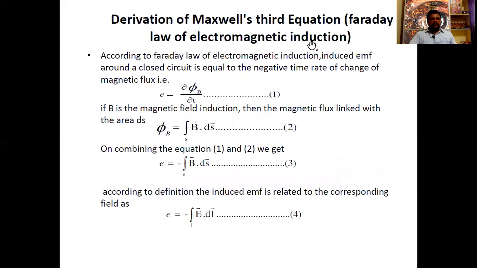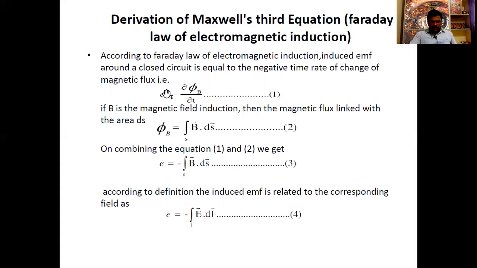Now let us derive the third electromagnetic equation. According to Faraday's law of electromagnetic induction, the induced EMF around a closed circuit is equal to the negative time rate of change of magnetic flux. That is, E is equal to minus dφB by dt, where B is the magnetic field induction. Then the magnetic flux linked with the area is φB is equal to the surface integral of B bar dot ds bar.